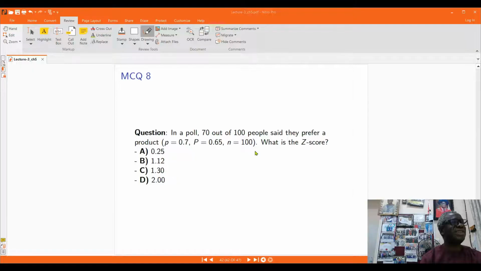Question 8. In a poll, you need to do some calculations here. In a poll, 70 out of 100 people said they prefer a product. So in that case, you have the sample proportion to be 0.7, and you are given that the population proportion is 0.65, and the sample size is 100. So what is the Z-score? Just apply the previous formula.